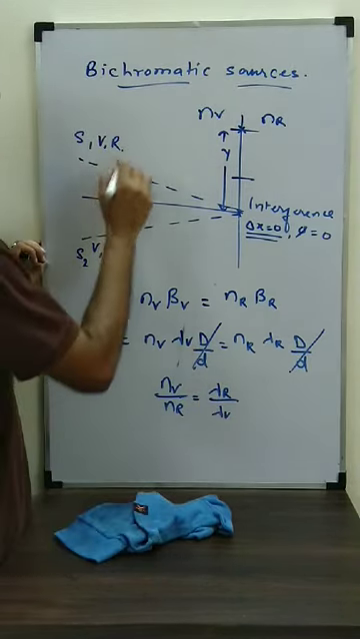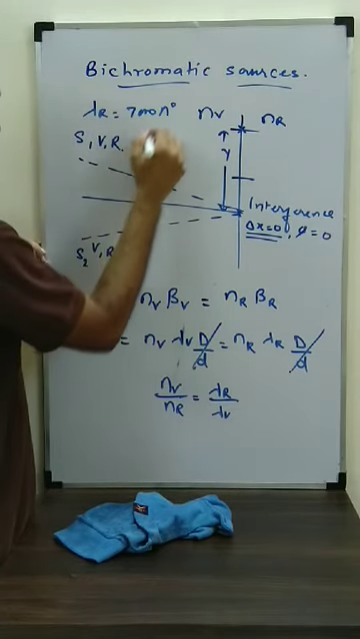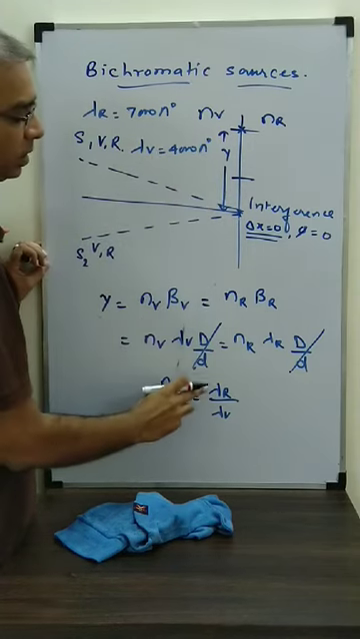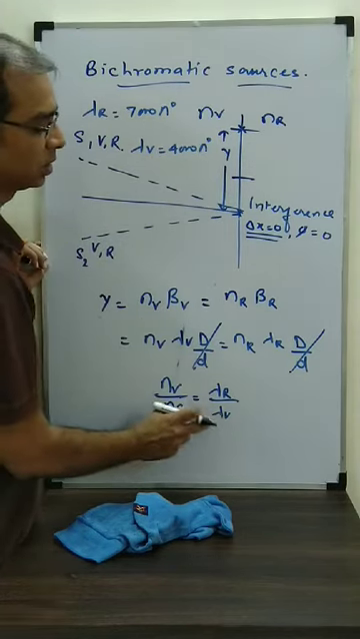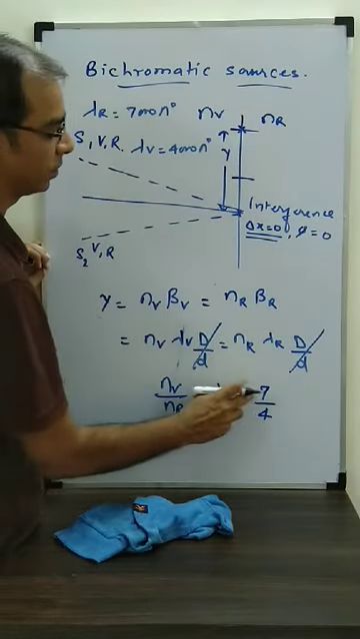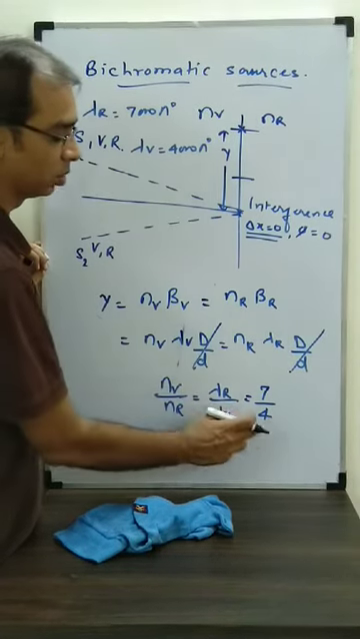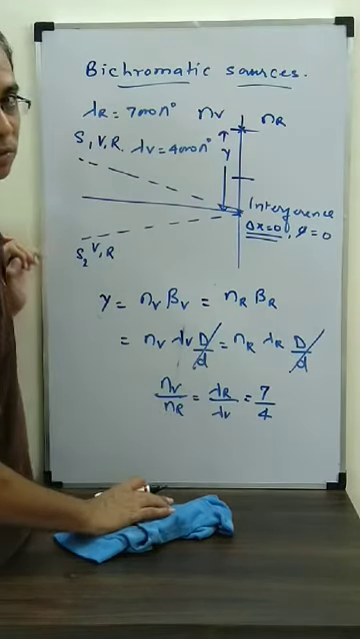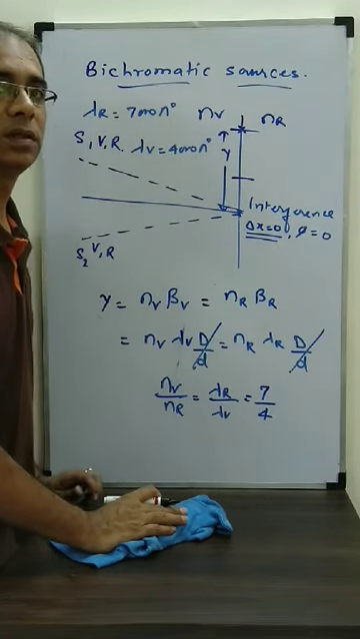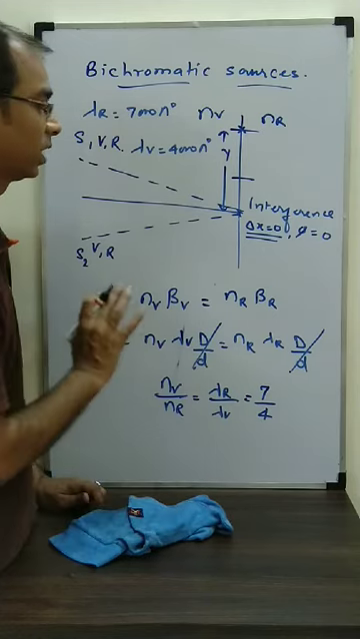If I say lambda R is 7000 angstrom and lambda V is 4000 angstrom, and I put these in, this will come to 7 by 4. That means the 7th maxima of violet is going to coincide with the 4th maxima of red. The 7th fringe of violet is going to coincide with the 4th fringe of red color. You understand? This is bichromatic.